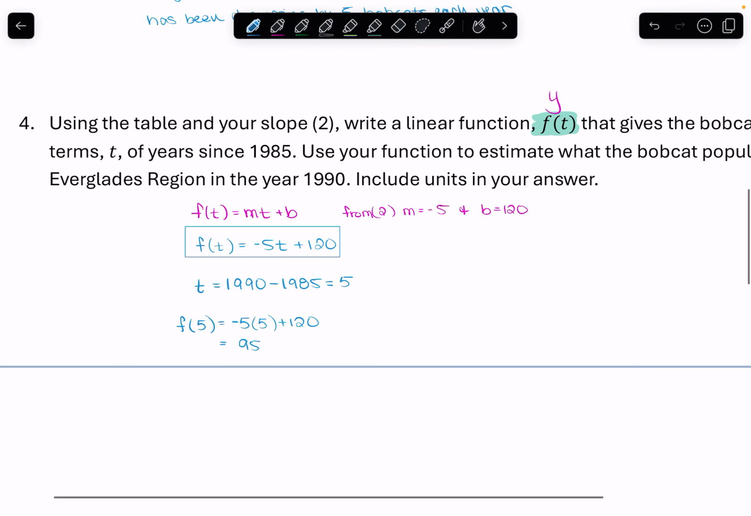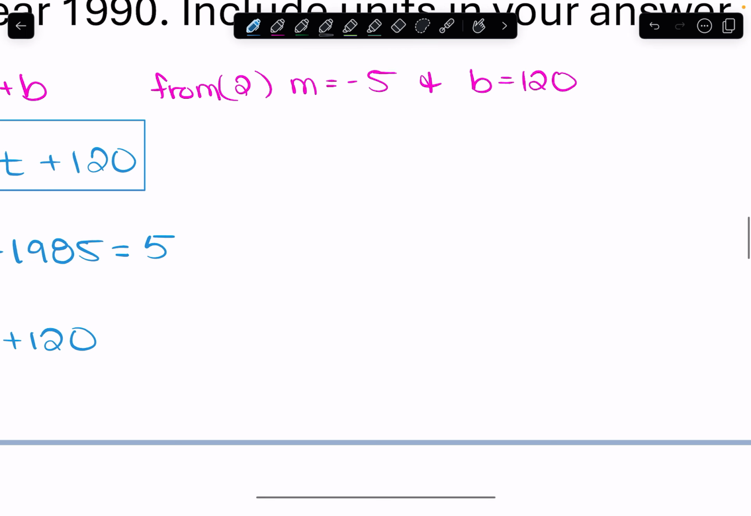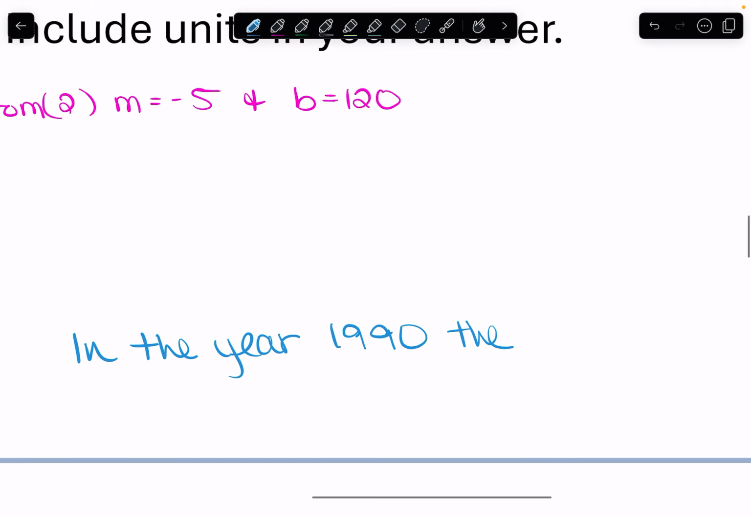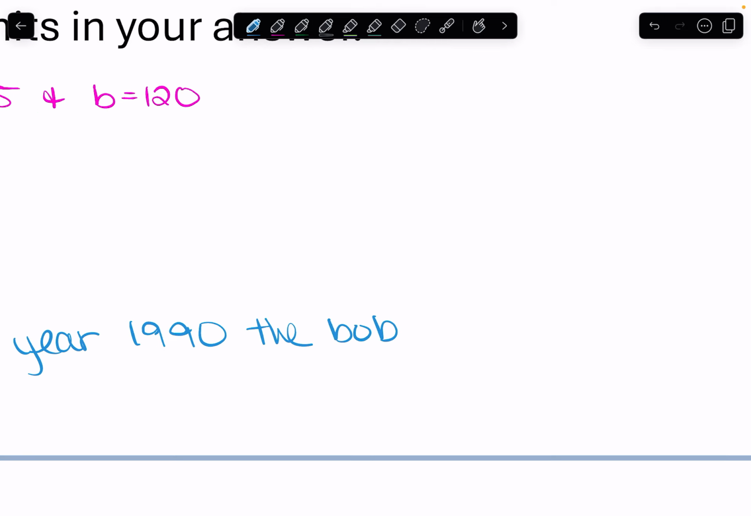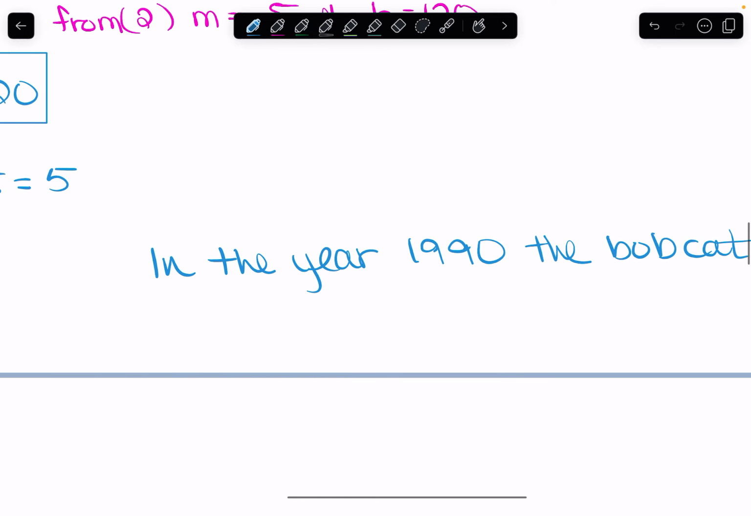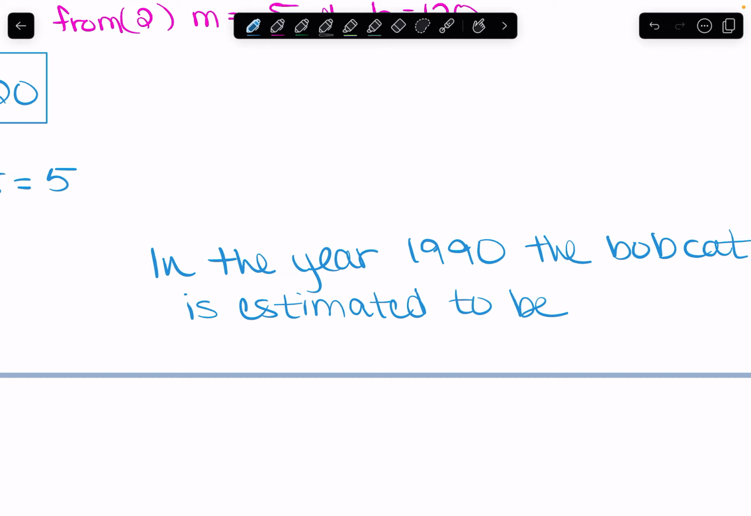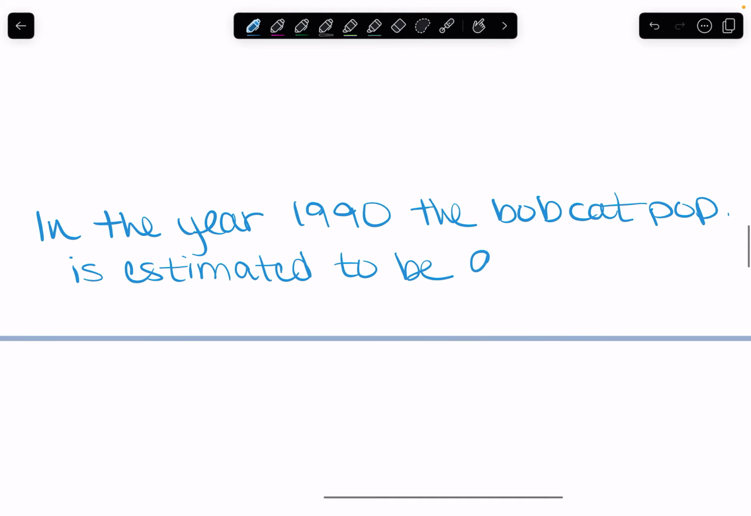So there's the prediction. But again, it does say include units. So I'm going to come over here to the side and I'm going to write, it always looks better in a sentence, in the year 1990, the bobcat population, I'm going to abbreviate population, is estimated to be 95. And again, units on your answer, bobcats.